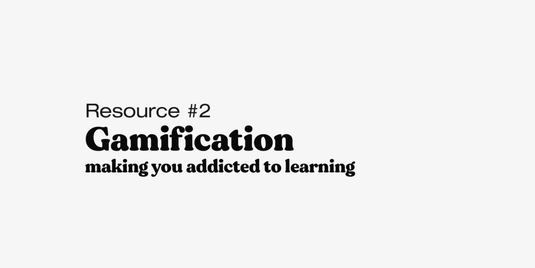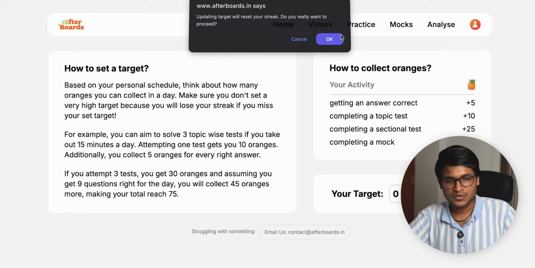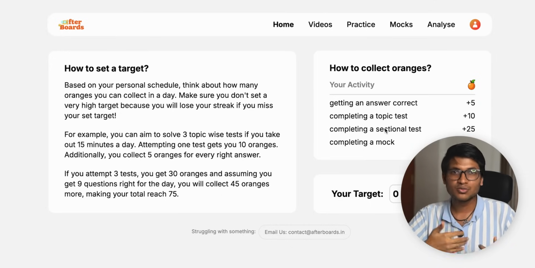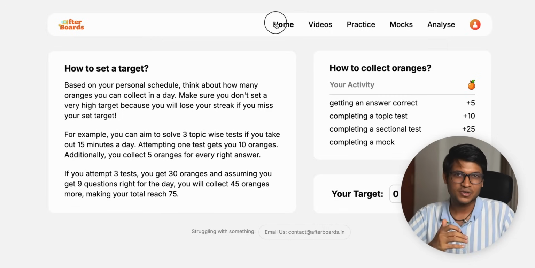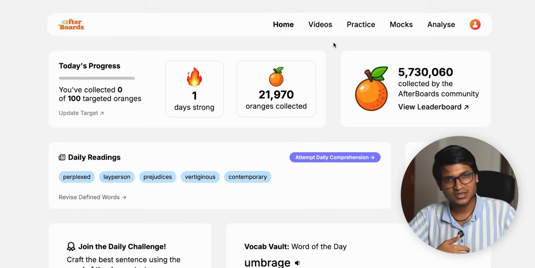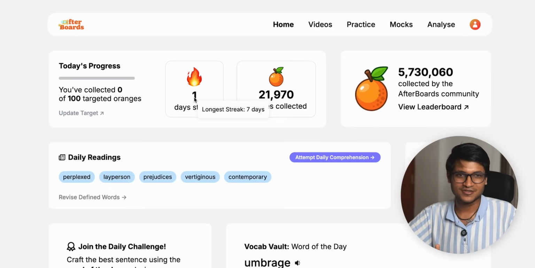Let's talk about our gamification features. You can set a target on AfterBoards. If you see, you get oranges for getting an answer correct for topic tests, sectionals and mocks. So the more you practice, the more oranges you get. And we recommend people to have a minimum 100 orange per day target. So once you start attempting things, you get to have streaks of how many days you maintain that 100 oranges.